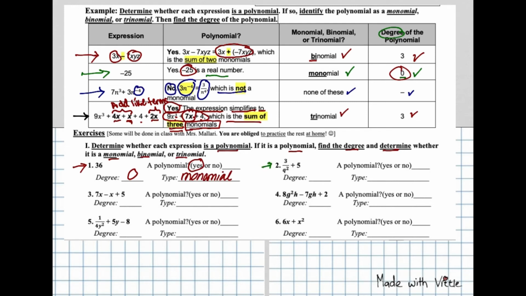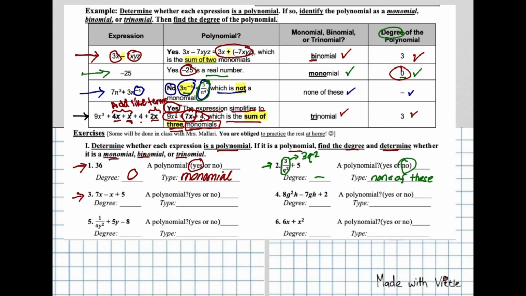Looking at item number 2, 3 over q to the second power plus 5. If you have an exponent at the bottom or at the denominator, it looks like this one. Therefore, that exponent used to be a negative, just like this n to the fourth power. So, will this be considered a polynomial? No. As long as the power or degree is negative, it's not a polynomial.